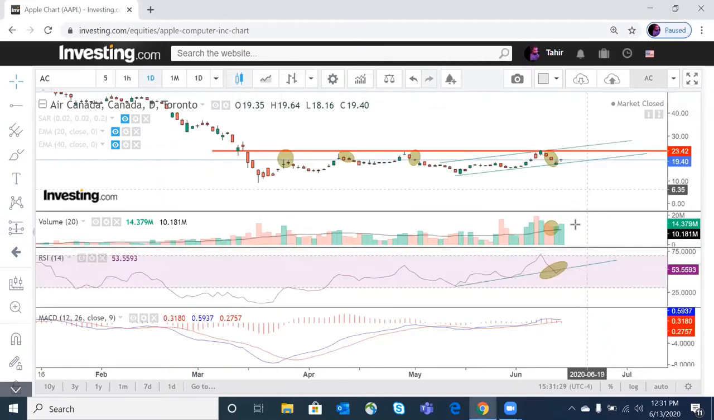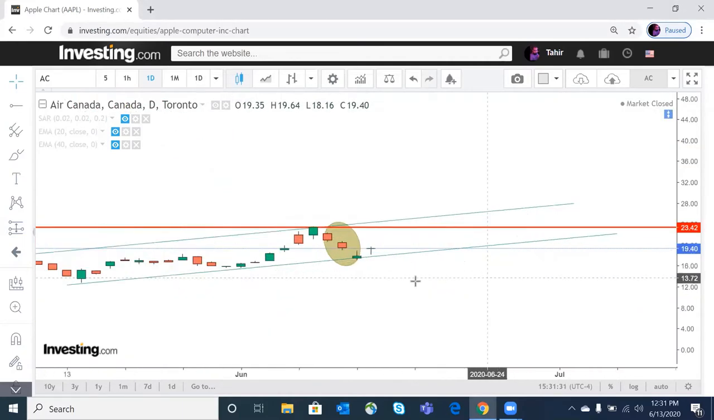If I increase the size here, this shape of the candle is a doji candle, and the doji is an indecisive candle. What is indecisive? The bears and bulls have not yet decided on the trend, whether to take the stock up or take it strongly down. The only thing I doubt on this Air Canada stock is the shape of the candle formed on the last trading day.